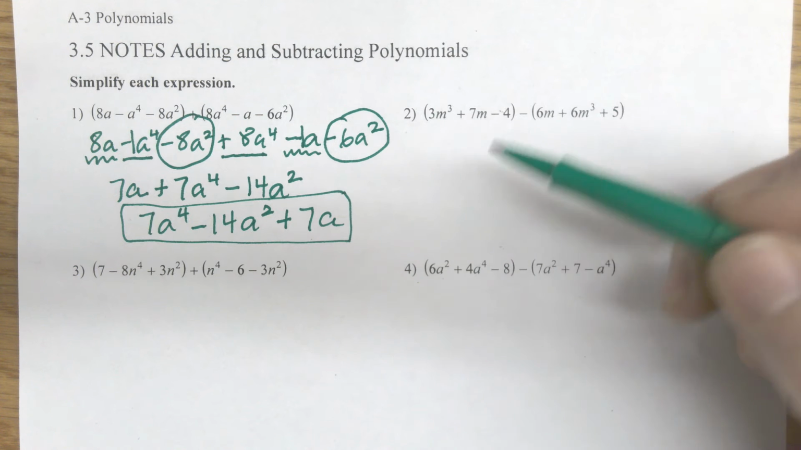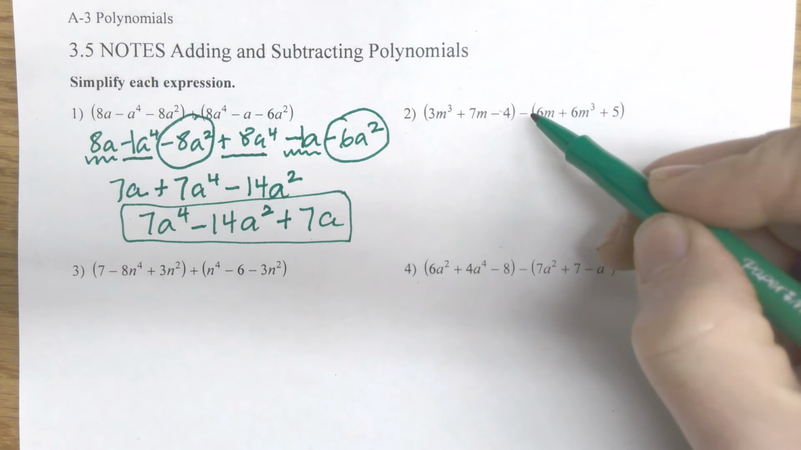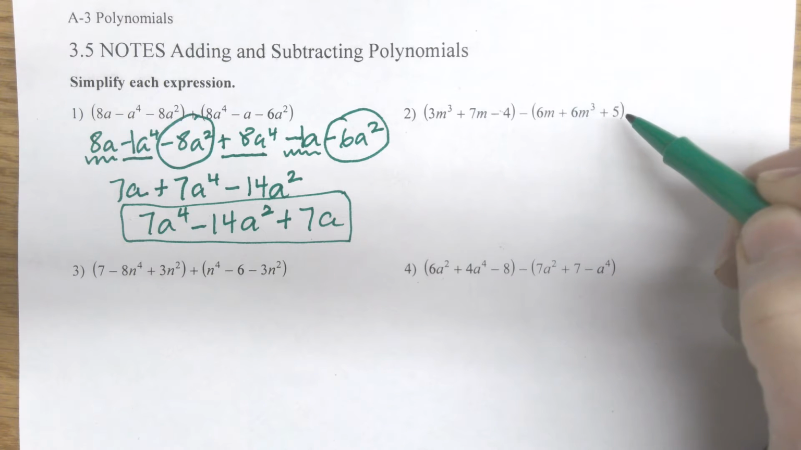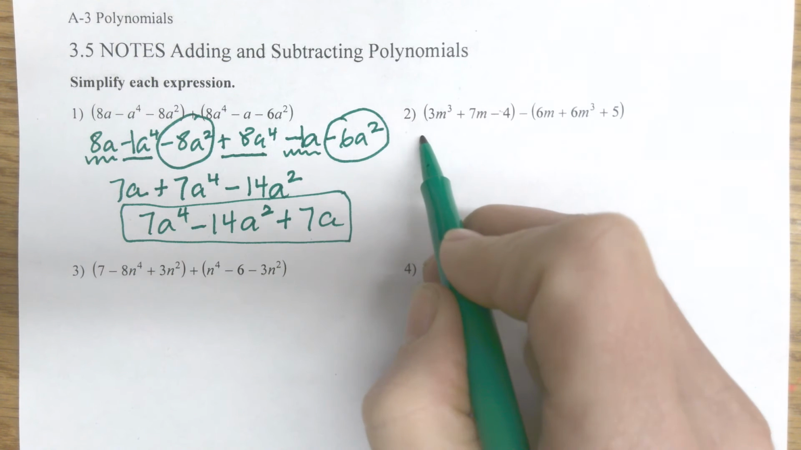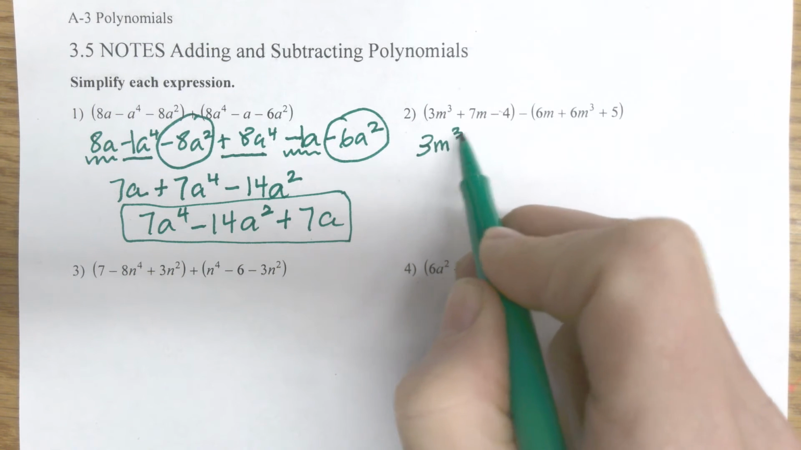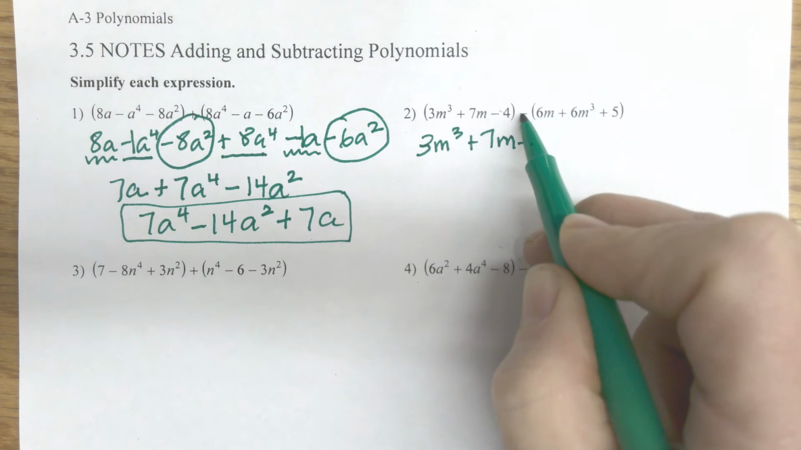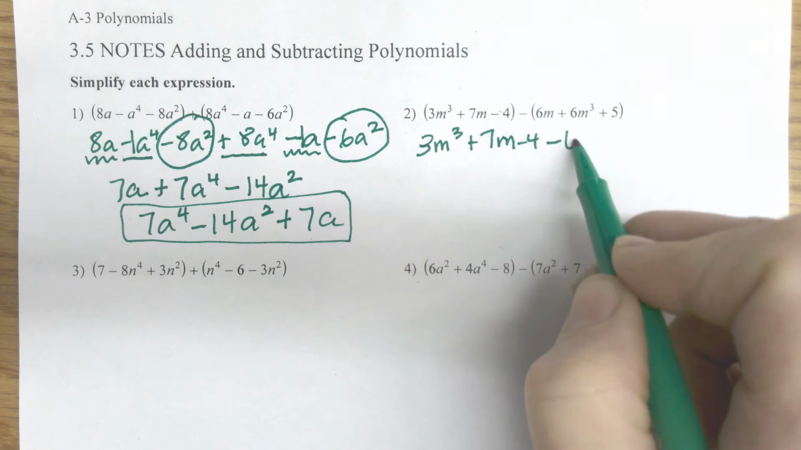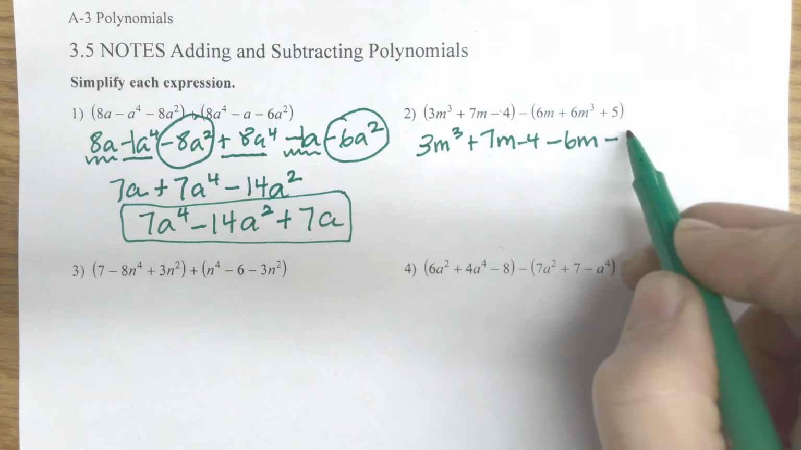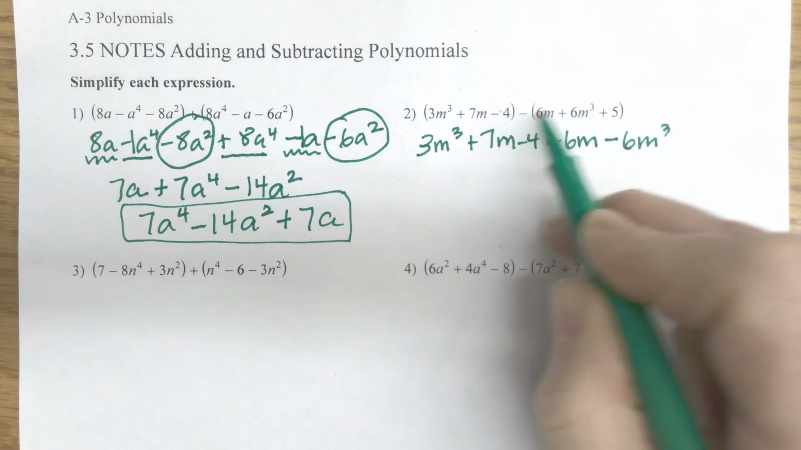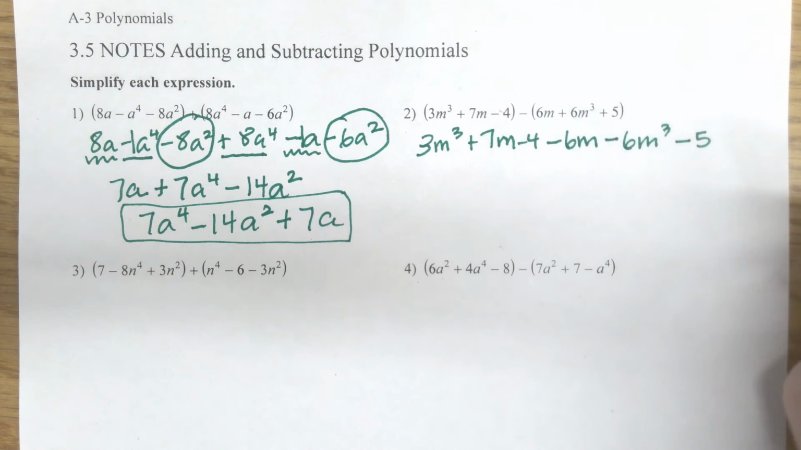The difference between adding and subtracting is that when you subtract, you have to change the sign of everything in the second set of parentheses. So I can't just drop the parentheses. The first set will stay the same, but the second one, this is minus a positive 6m, so that's minus 6m, minus a positive 6m cubed, so that's minus 6m cubed, minus a positive 5 is minus 5. So again, I have to change the sign of everything in there.